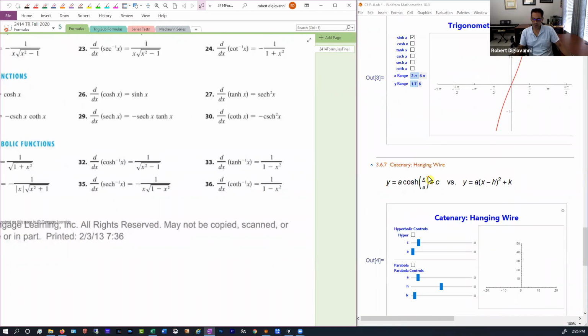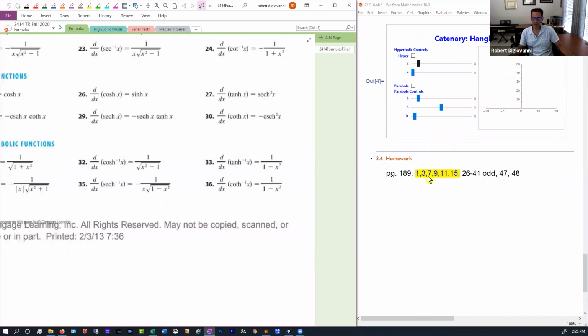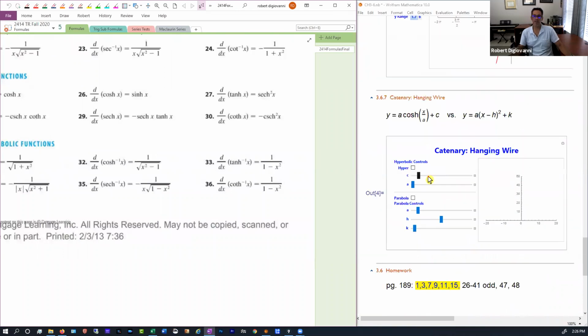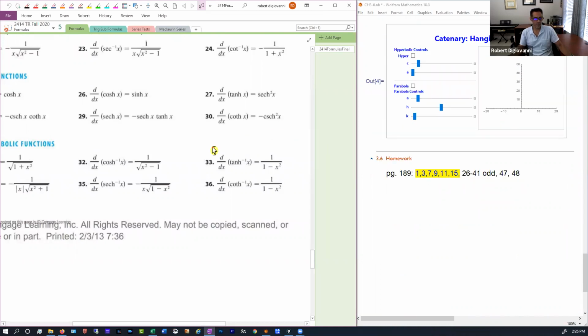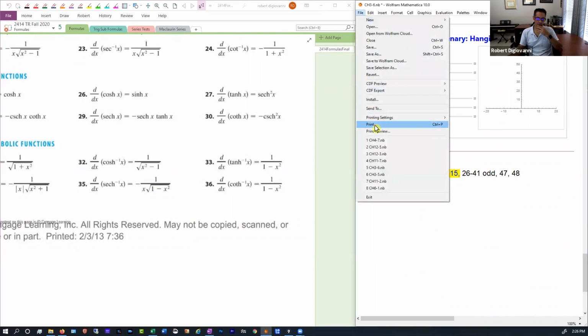And that brings us pretty much to the end of 3.6. So you should be able to handle that homework now. And we are ready to move on. We've still got about 20 minutes. So let's see how far we can go here.